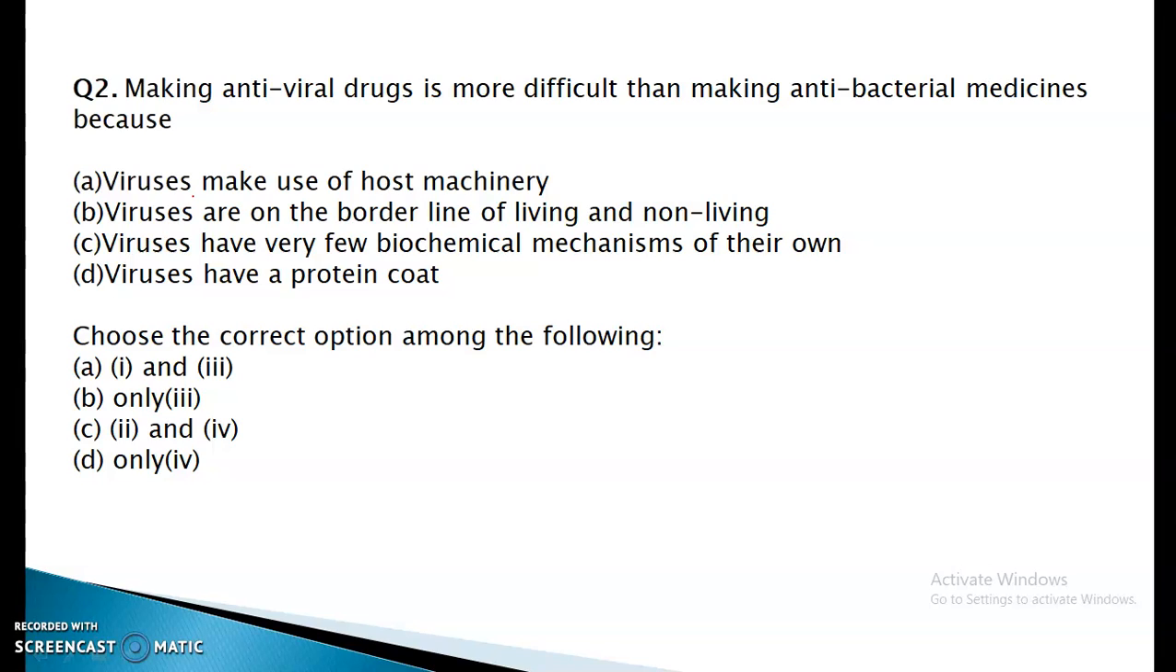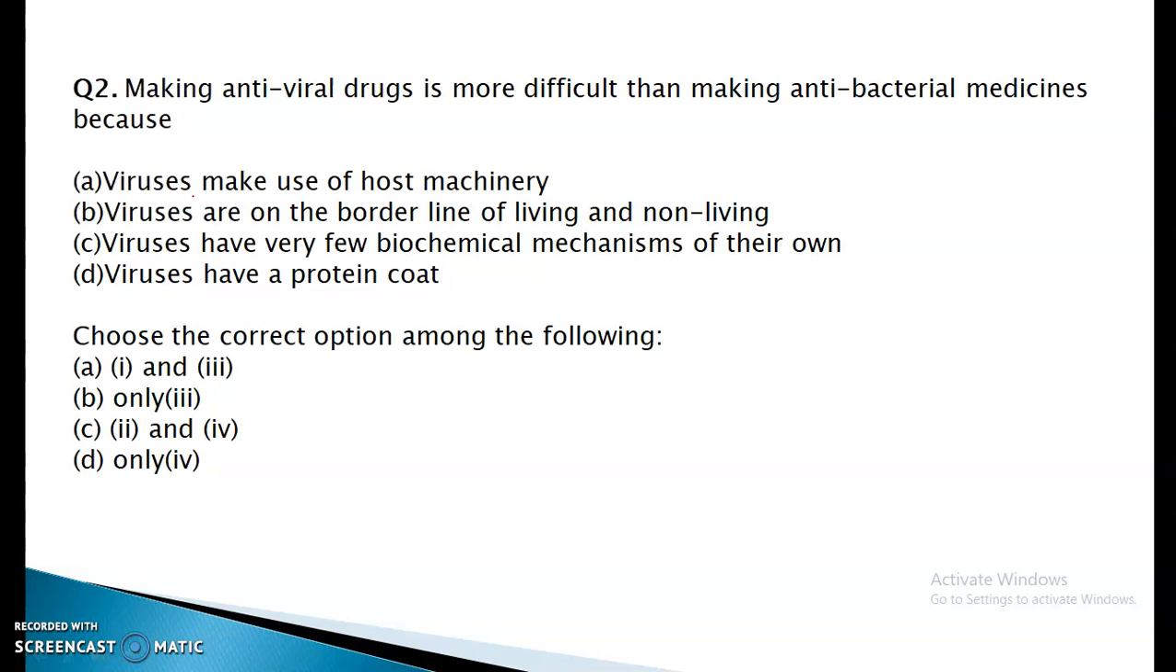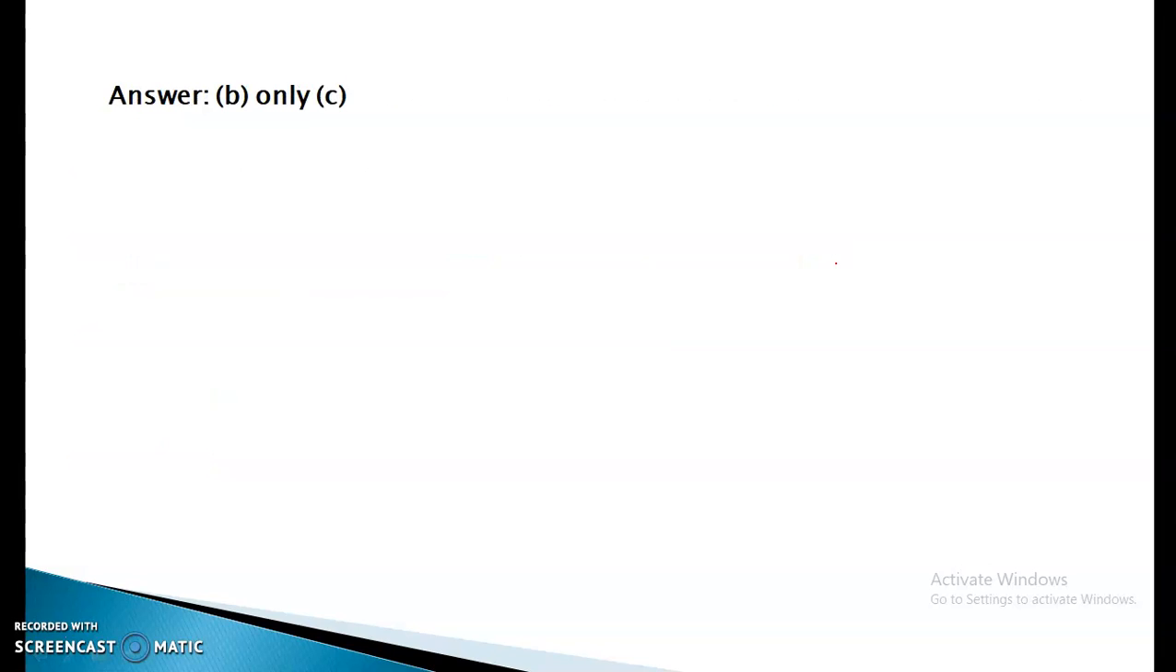So the correct answer for this question is option C, that viruses have very few biochemical mechanisms of their own, and this is the most important reason that antiviral drugs are very difficult to construct as compared with antibacterial ones.